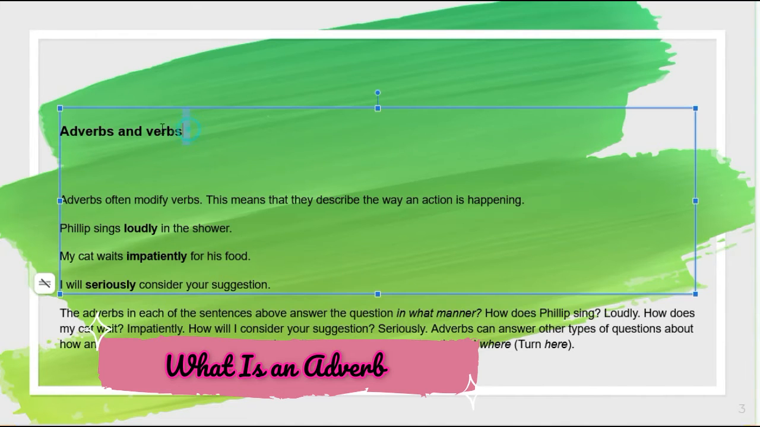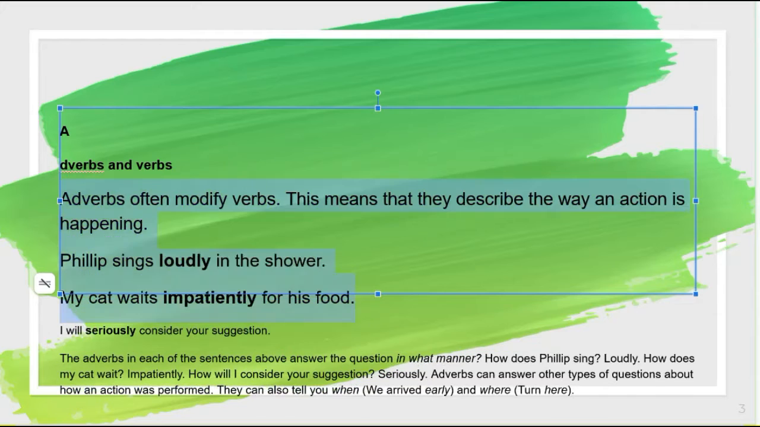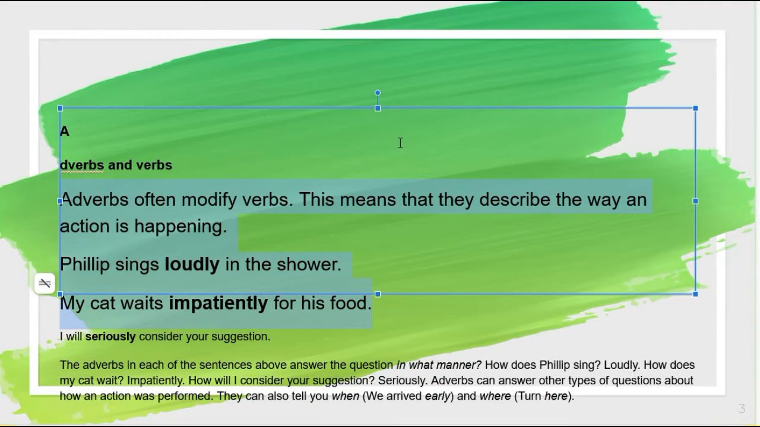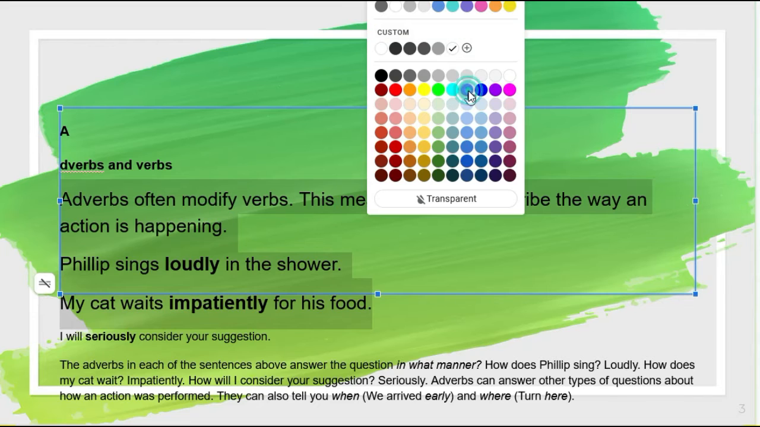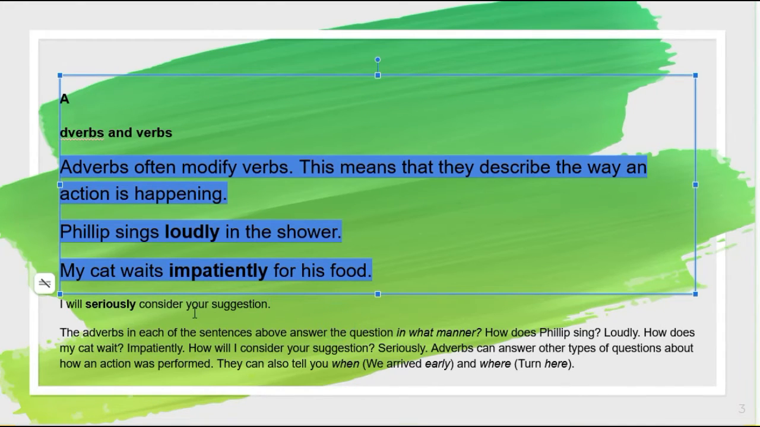Adverbs are words that modify verbs. So first of all I will discuss them. This means that they describe the way an action is happening. So how they modify and how they describe is the way the action is happening.